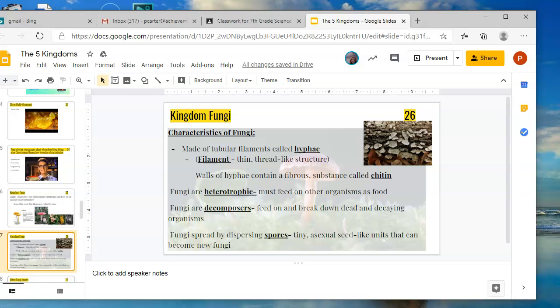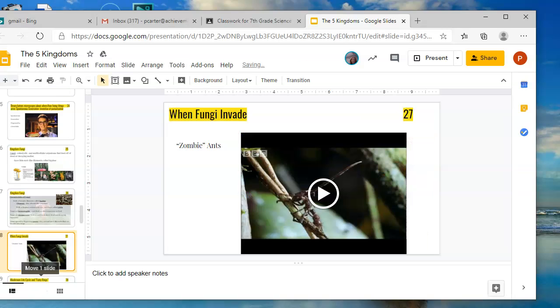Fungi are decomposers, feeding on and breaking down dead and decaying organisms. Fungi spread by dispersing spores, tiny asexual seed-like units that can become new fungi. When fungi invade.